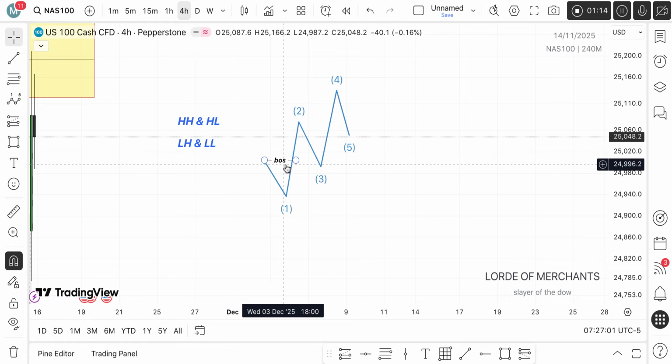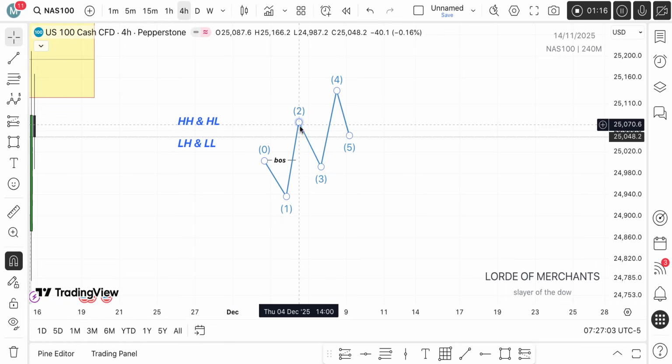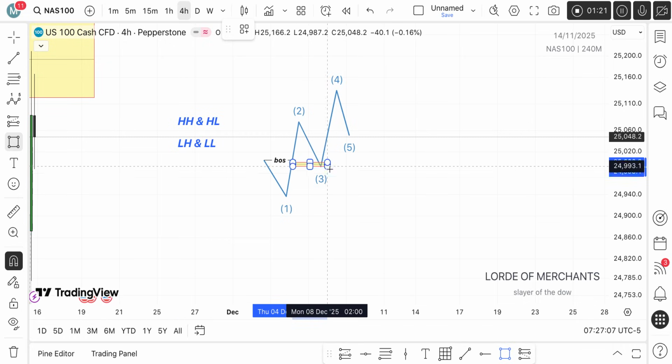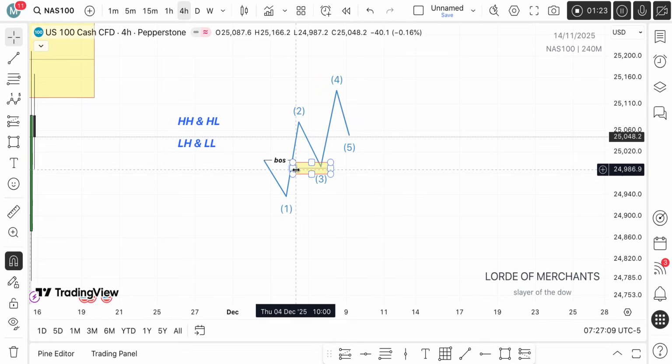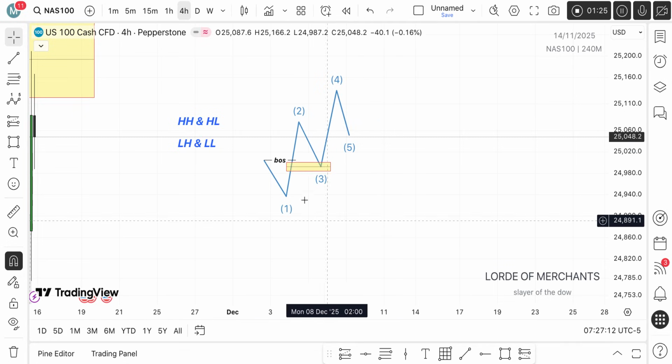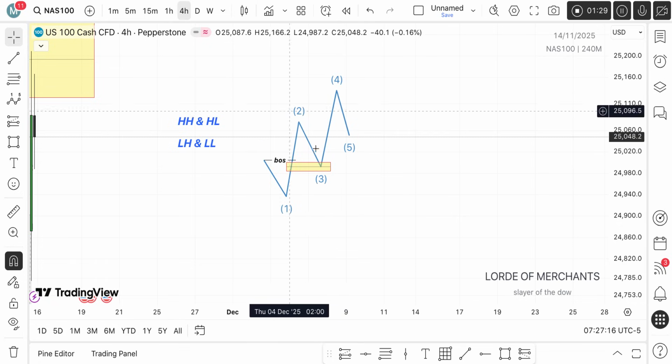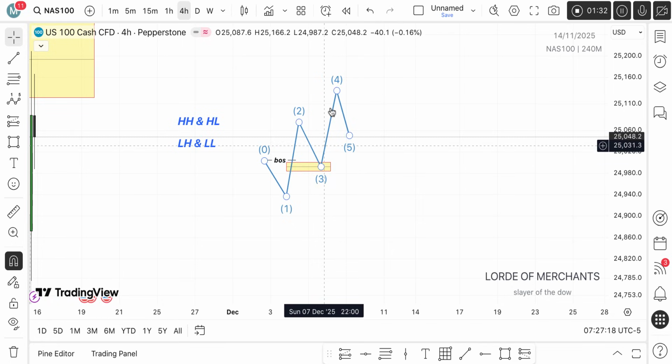So once a break of structure happens, you cannot buy in premium. You have to wait for price to come to a discounted key level so that you can have a continuation. This could be a fair value gap or an order block, because this is just a retracement at a key level and then you can have a continuation. So you really want to be the person that is buying from 3 to 4.